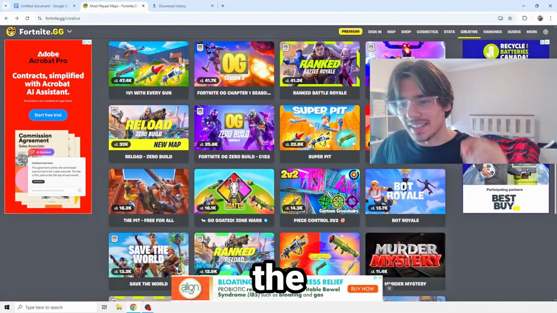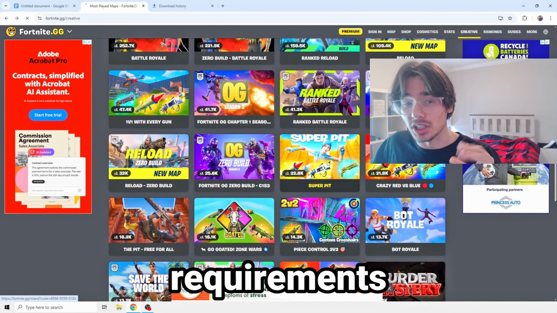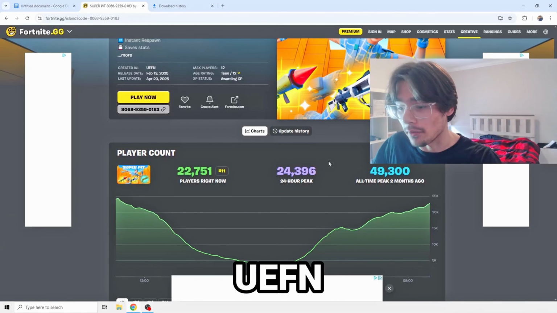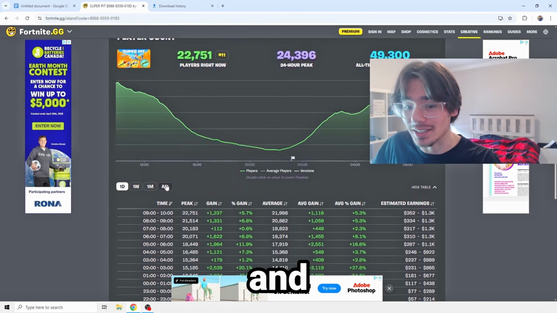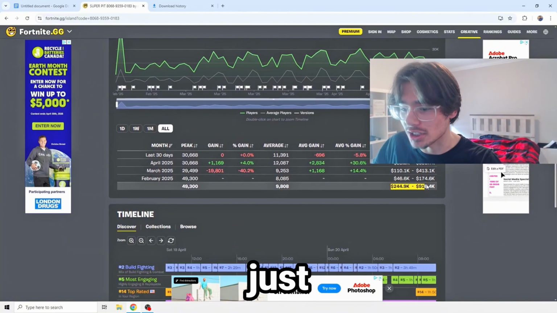Today I'm going to be showing you guys the exact necessary steps and requirements you need to master the UEFN Fortnite map algorithm, just like this map here, which has amassed 50,000 players and has made $900,000 in just a span of 3 months.